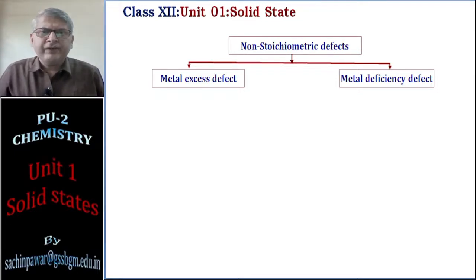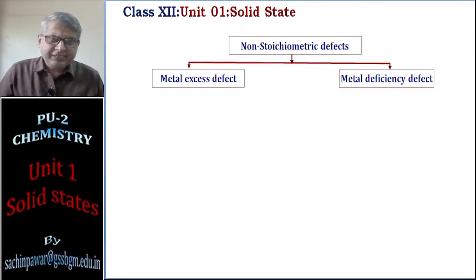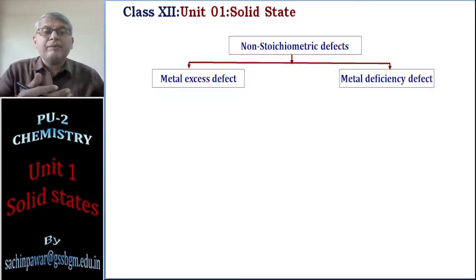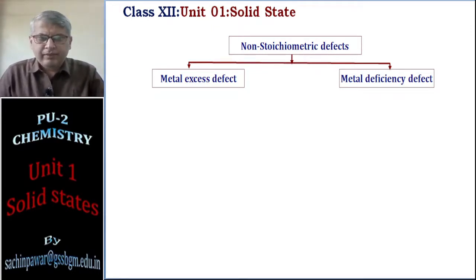Remember, these are defects occurring in ionic solids, and ionic solids have cations and anions. When I say metal excess defect, it means the number of cations is more, and when I say metal deficiency defect, it means the number of anions is more or the number of cations is less. So let's go for that. Metal excess defect.